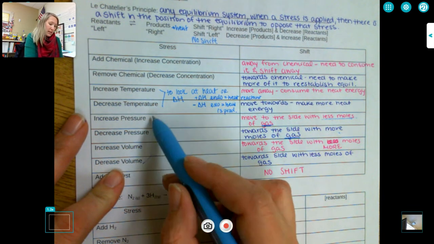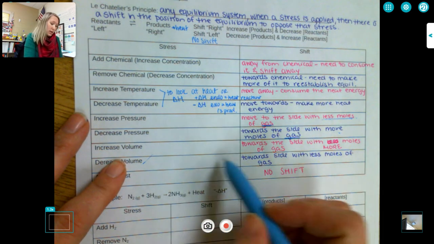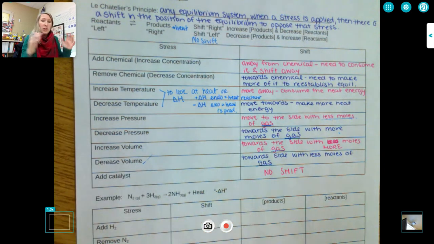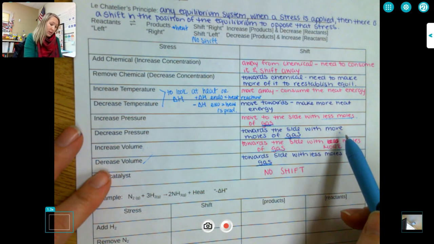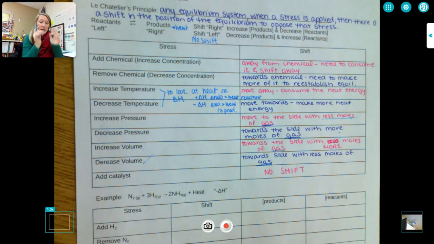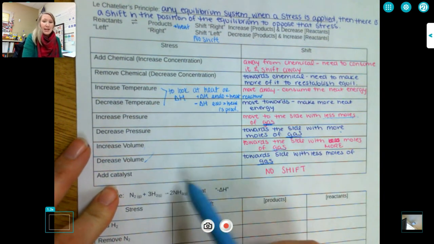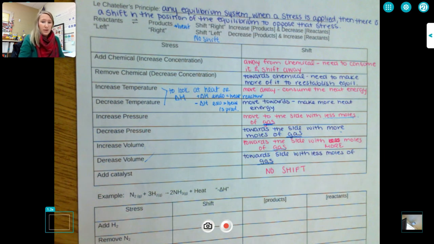Volume works opposite of pressure, but that makes sense because they're inverse properties in terms of gas. So again, I need to look at the amount of gas molecules that I have. If I increase the volume, I have lots more space, so I can go to the side with more moles of gas. And if I decrease the volume, I'm going to have less space, so I'm going to go to the side with less moles of gas. And then if I add a catalyst, there's no shift in equilibrium because it just makes an alternate pathway.